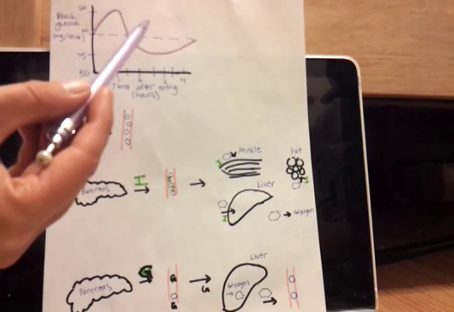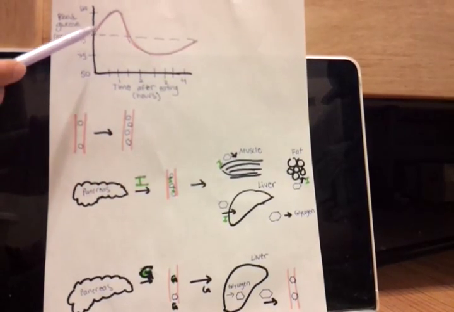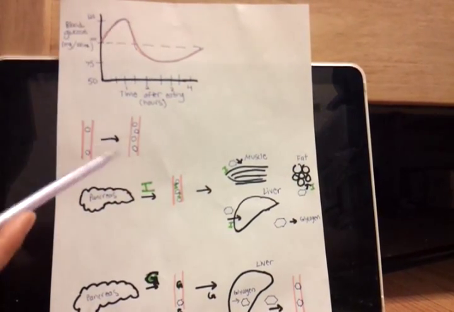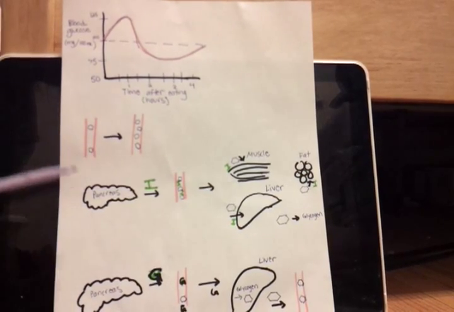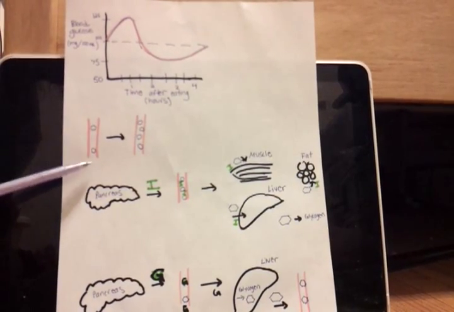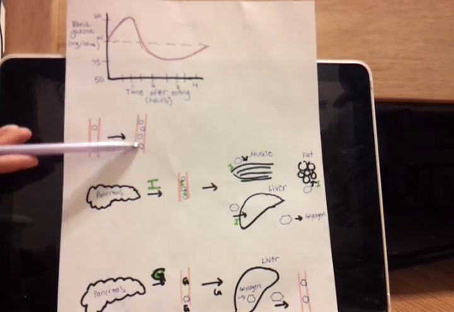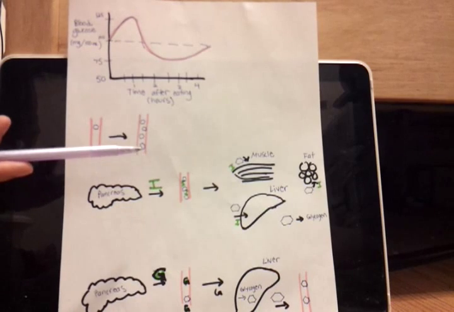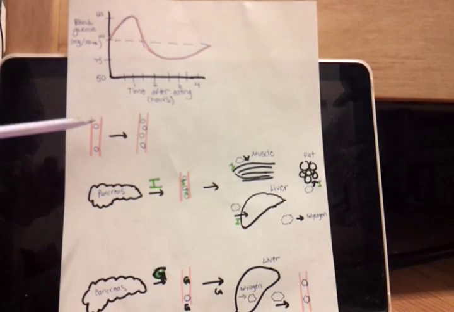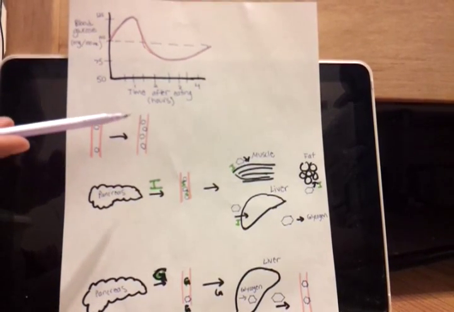When we eat and digest a meal, our blood glucose immediately increases. Also shown here, this is the bloodstream, and there's 2 units of glucose as an example, and after eating a meal, the amount of glucose in our blood immediately increases. When this happens, our body wants to return our blood glucose to a normal level.